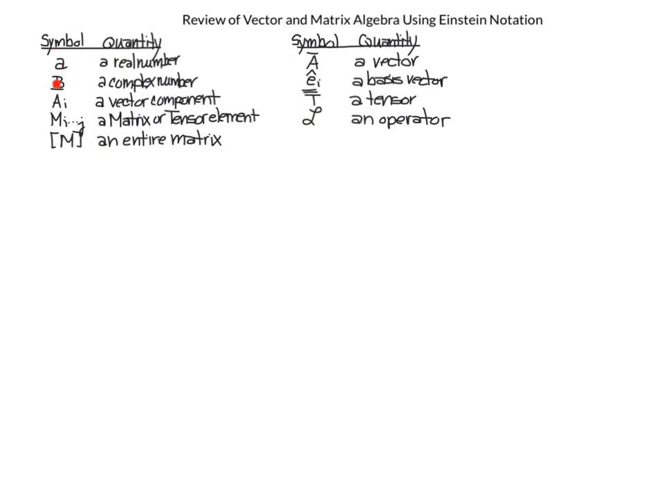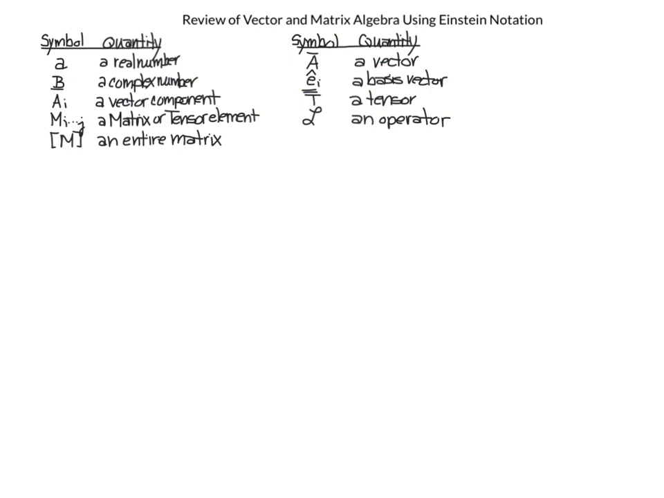Our uppercase with the bar underneath will denote a complex number. Our vector component is a sub i, and our vectors are going to be this capital A with a bar over it. Its components are a sub i. A matrix then has elements m sub ij, that's a matrix or tensor element, and a matrix itself is denoted with brackets around the capital letter.